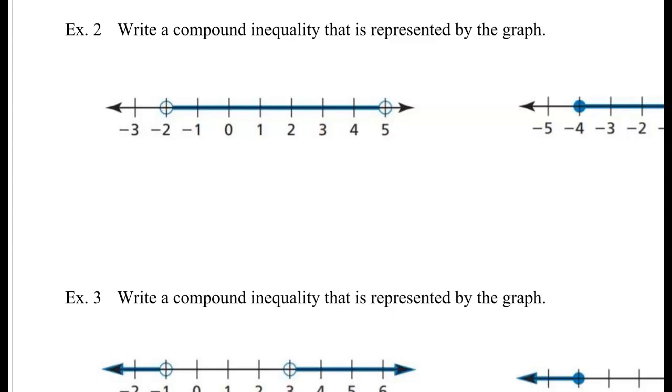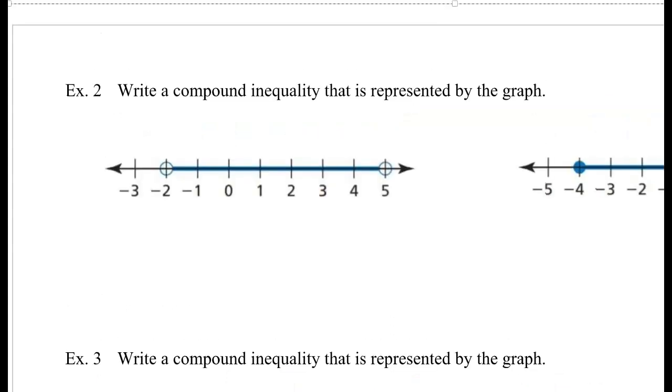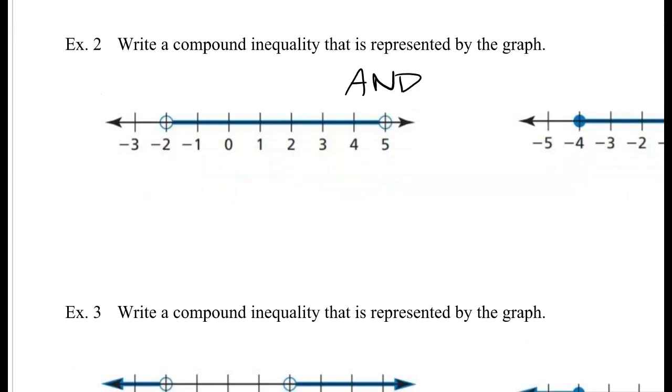The other thing I notice is that based on the fact that the shading occurs between the two dots, that means this is called an AND statement. I'm going to write that down, an AND statement. Because this is an AND statement, there's actually a couple of different ways that we can write this inequality. I'm going to go ahead and show you both ways, and then we'll probably stick with one way after I show you both of these.